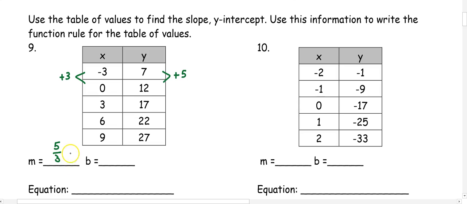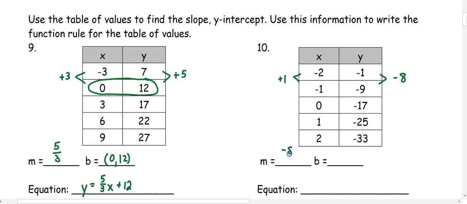The y-intercept is the point where x is 0. So in this case, we have (0, 12), which means the equation would be y equals 5/3 x plus 12. In number 10, looking at the first 2 points, to get from -1 to -9, I'm subtracting 8, and to get from -2 to 1, I'm adding 1, which means my slope is -8 over 1, or -8. The y-intercept again is where x is 0, so (0, -17). So my equation would be y equals -8x minus 17.